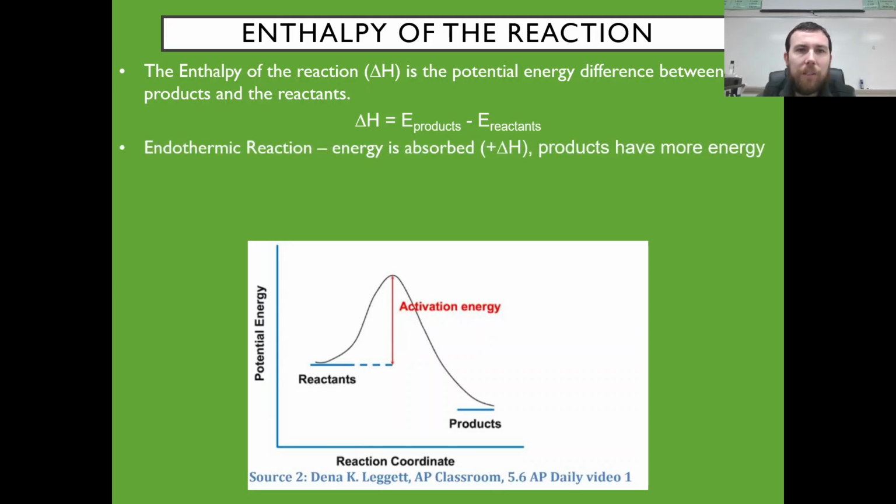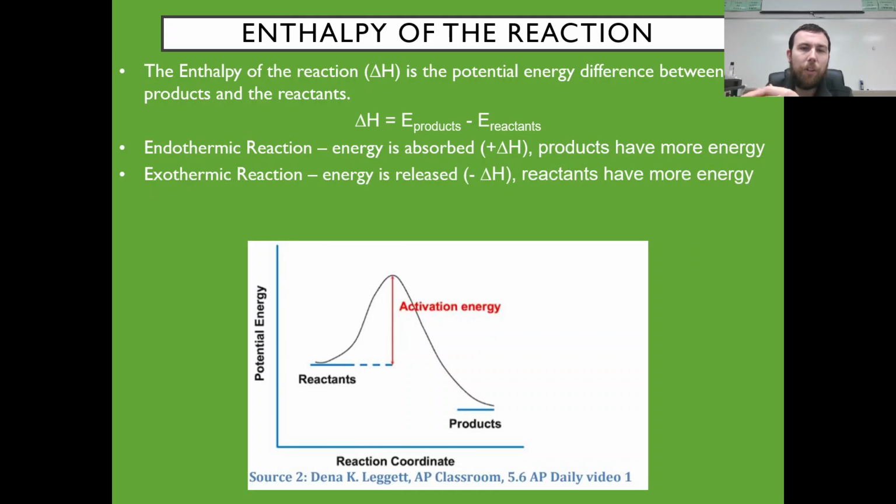Now, there are some possibilities here. A process can overall be endothermic or exothermic. If we have a positive delta H value, so if the energy of the products is greater than the energy of the reactants, then you're going to end up with a positive delta H value. That means that energy was absorbed and the products have more energy, and we'd call that endothermic. If it's exothermic, that means that energy was released. So that means that the products were lower in energy than the reactants. So that would give us a negative delta H value.